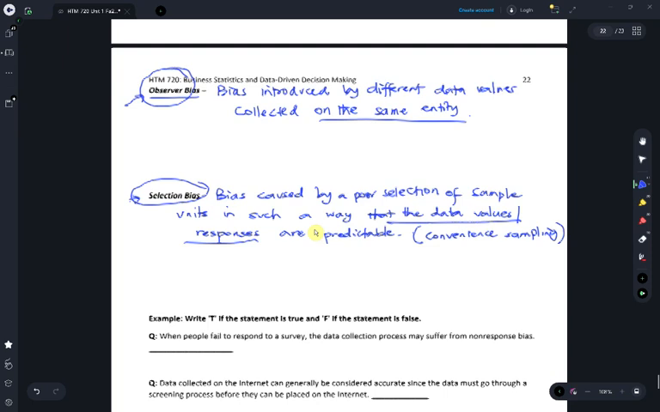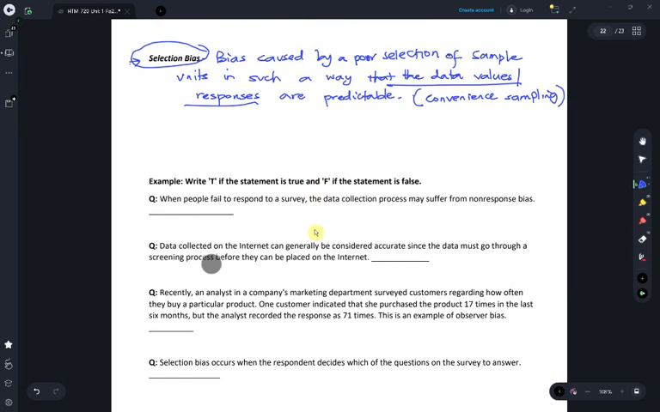So, with that said, let's take a couple of examples on recognizing the different types of bias. Question one: when people fail to respond to a survey, the data collection process may suffer from non-response bias. What do you think? I would say that is true, because we are writing T if the statement is true, and F if the statement is false.